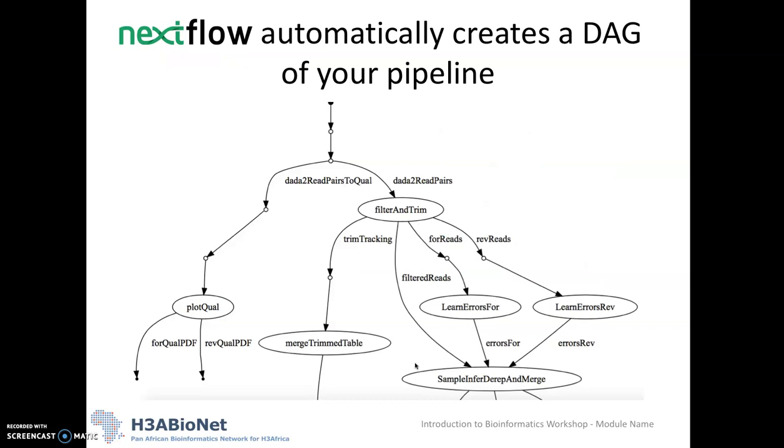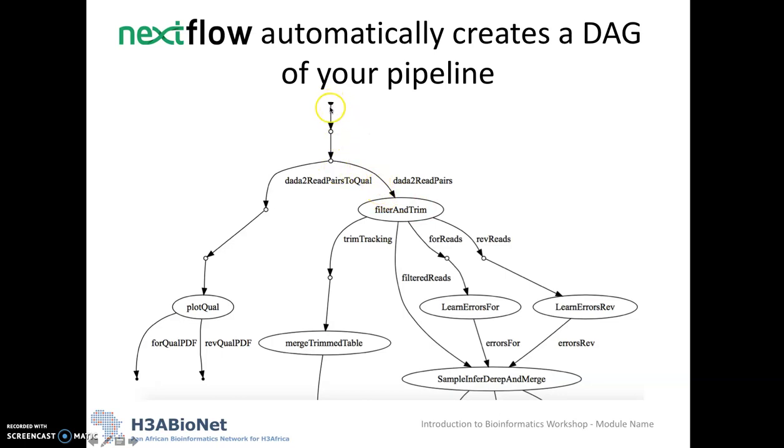So here's a more graphical view of what a Nextflow pipeline would look like. This graph is automatically created once you've built your Nextflow pipeline on GitHub, and it shows you the various processes that are in the little bubbles. So filter and trim would be one process. That's where we're going to take our FASTQ reads, filter and trim them. And the arrows are your channels.